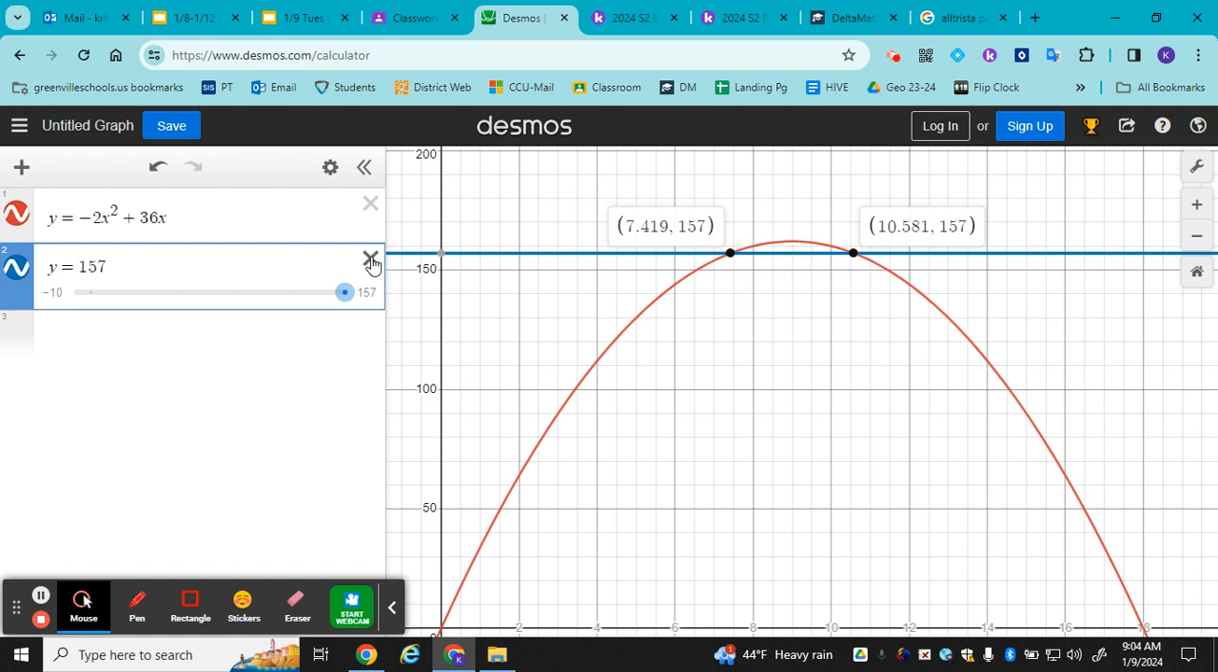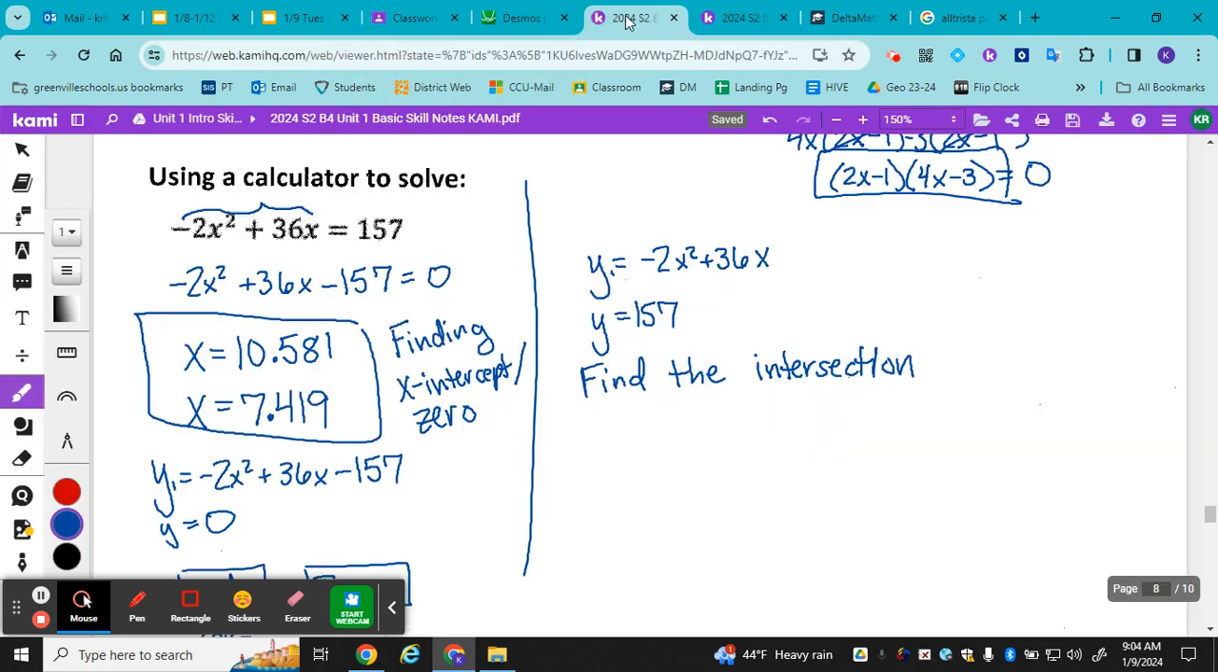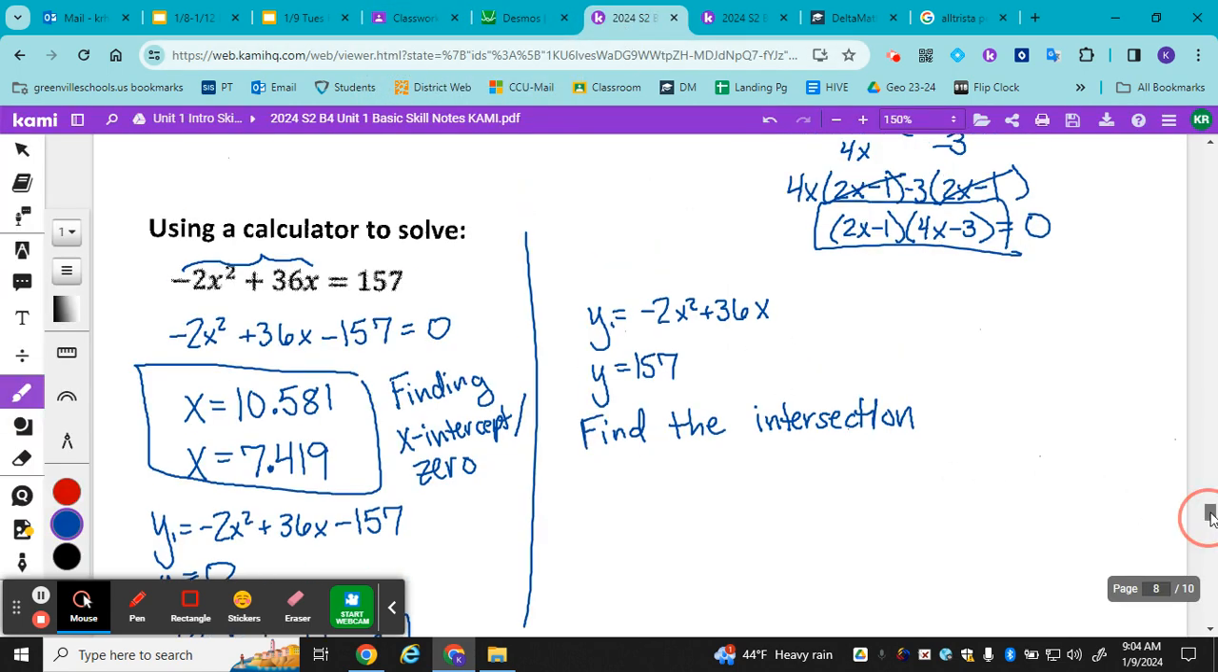Now, you have to know how to solve by factoring, though. So don't think, hey, I can do this on any of them. You can. It's a great way to check your answers, but you still need to solve by factoring because that's what I'm grading you on.